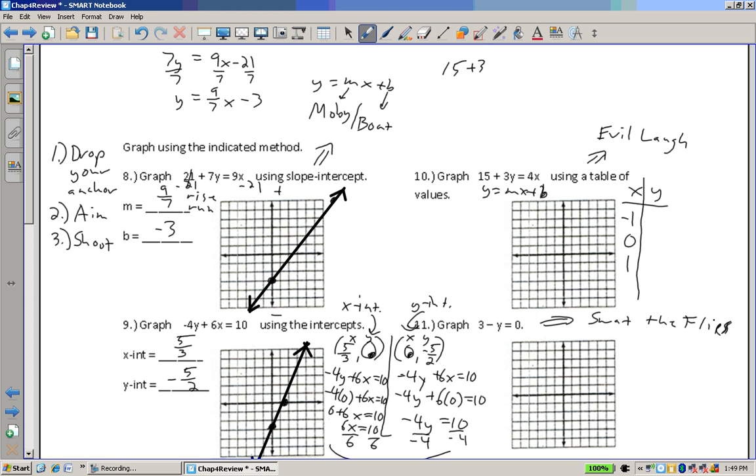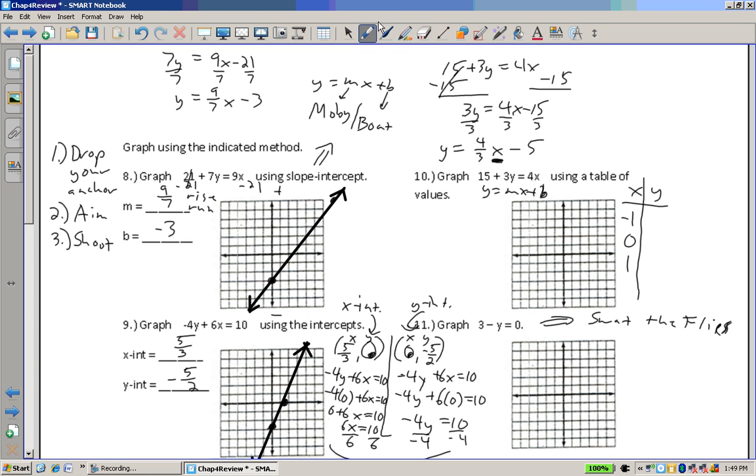We have 15 plus 3y equals 4x. I'm going to subtract 15 from both sides. 3y equals 4x minus 15. And now we divide by 3. So we have y equals 4/3 x minus 5. Now I'm going to plug these in for x. So we have y equals 4/3 times whatever we're going to plug in here, these x values, and then subtract 5.